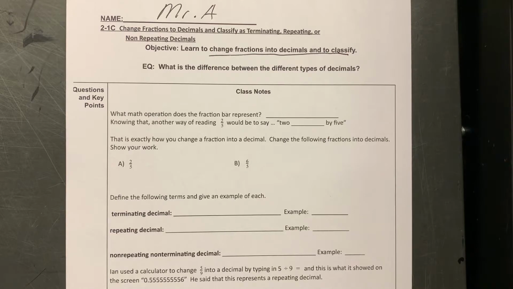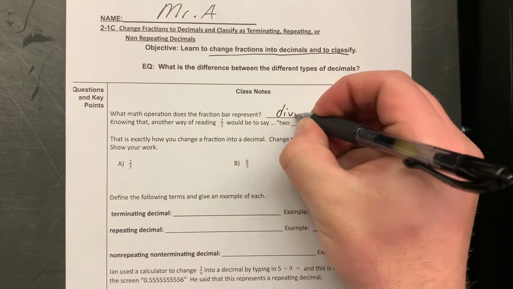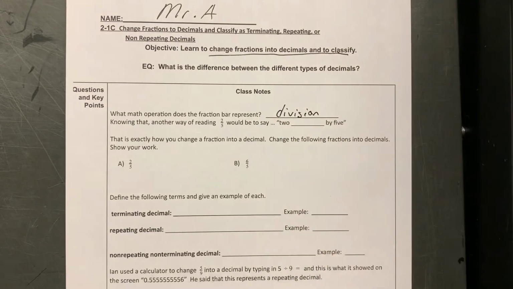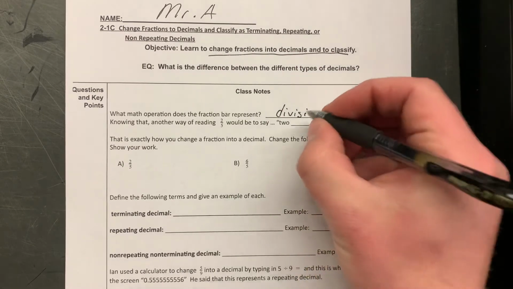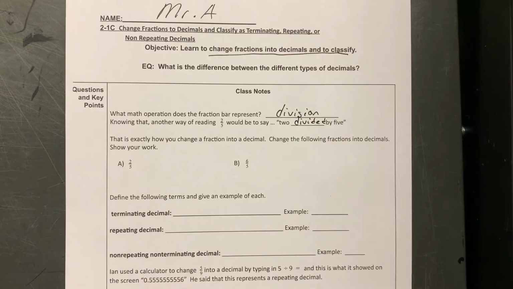What math operation does the fraction bar represent? Our fraction bar represents division. That is what our fraction bar represents. Knowing that, another way of reading 2/5 would be to say 2 divided by 5. That is exactly how you change a fraction into a decimal.